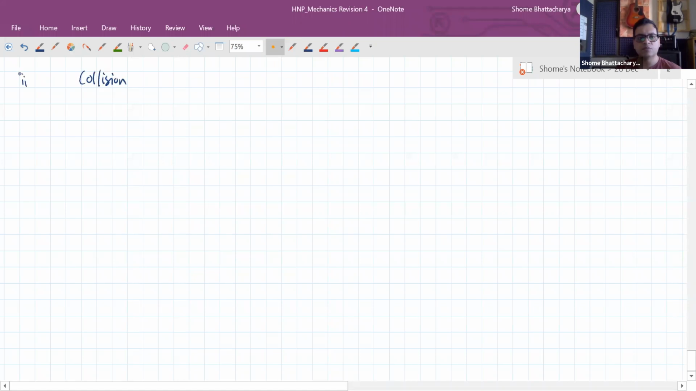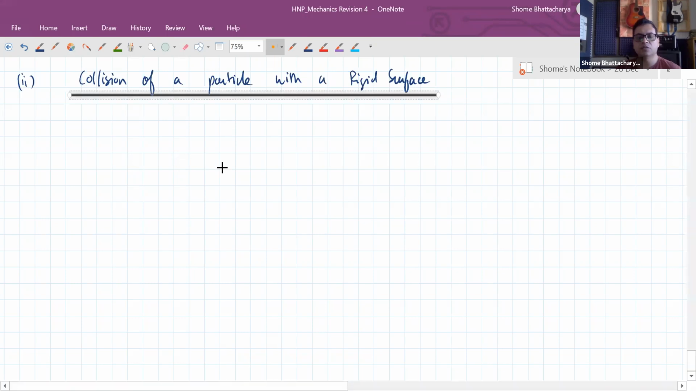So the second type of collision of a particle with a rigid surface. Here we are not talking about collision of rigid bodies. That will come in the rotational mechanics chapter later, because then we have to talk about angular impulse also. But here we are treating everything like a particle, so it's only linear impulse, linear momentum.